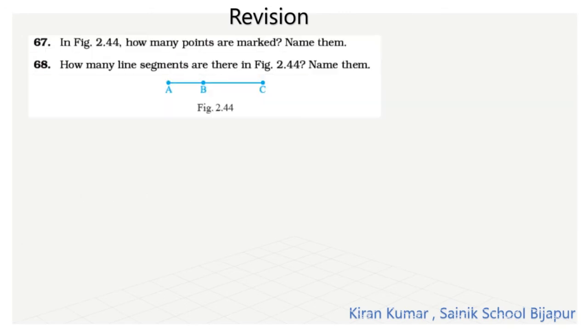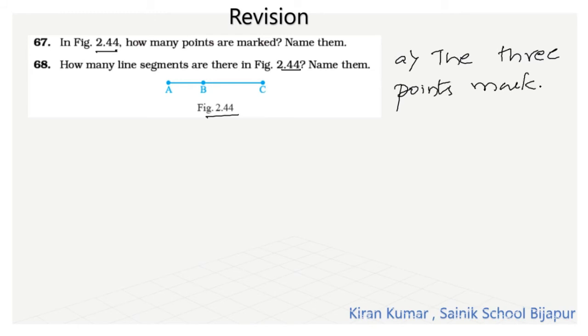Question 67 and 68 together I have taken as both the questions. There's a common figure 2.44. How many points are marked? There are 3 points marked, namely A, B, and C. How many line segments are there? That we have to write them separately: AB, BC, and AC. So there are three line segments and 3 points.